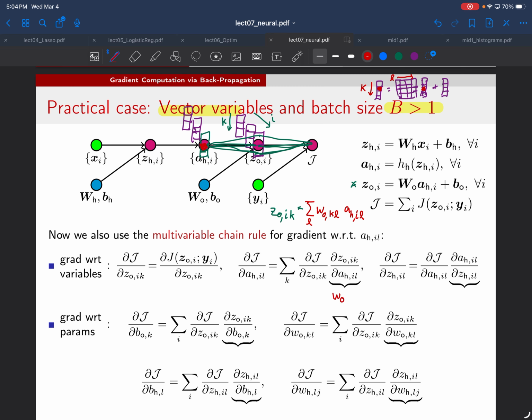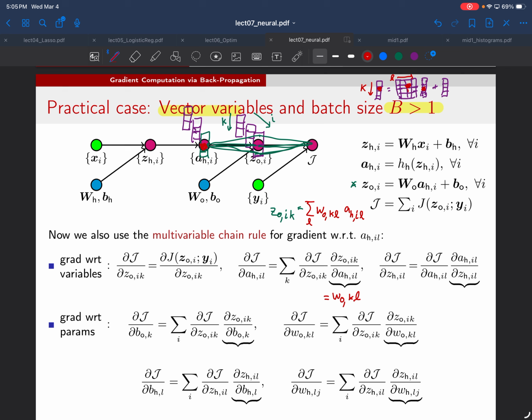It's WO, and there's just one entry here that matters. It's the one in the kth row and the lth column. That's the one that's connecting this to this. You can also see that from this equation. So it's just going to be WOKL. Okay, so this is where it's getting more complicated.